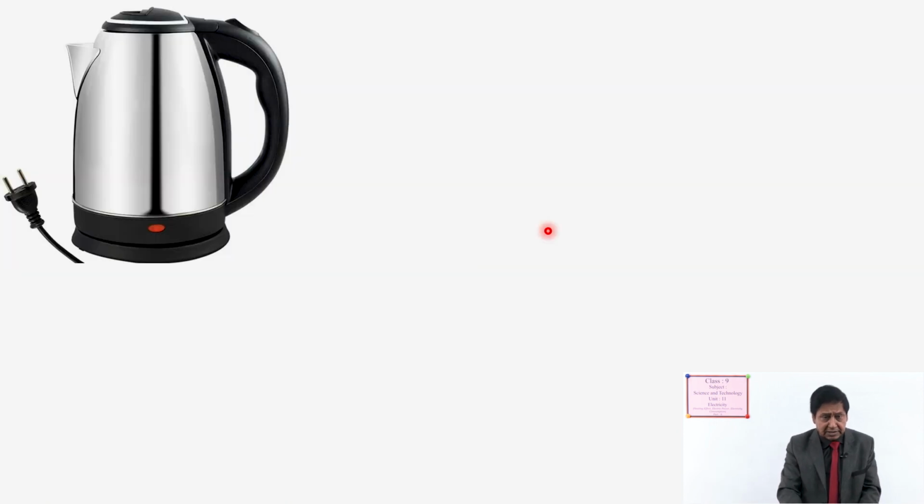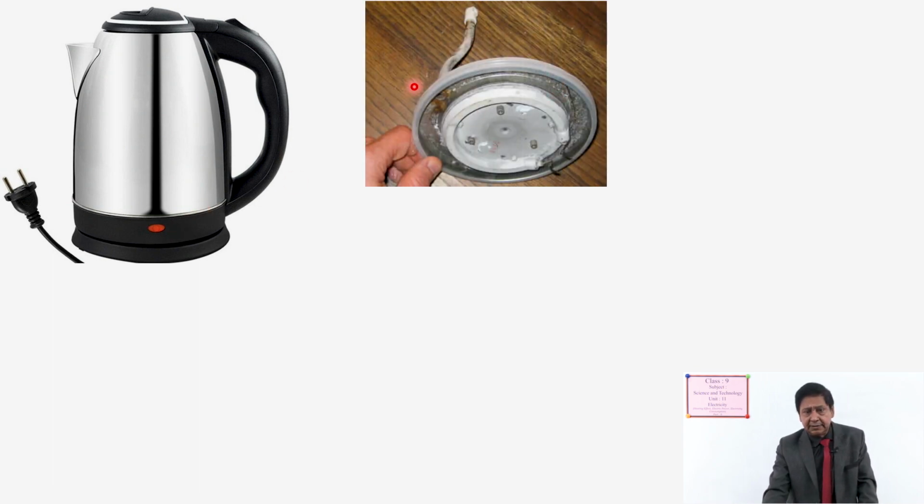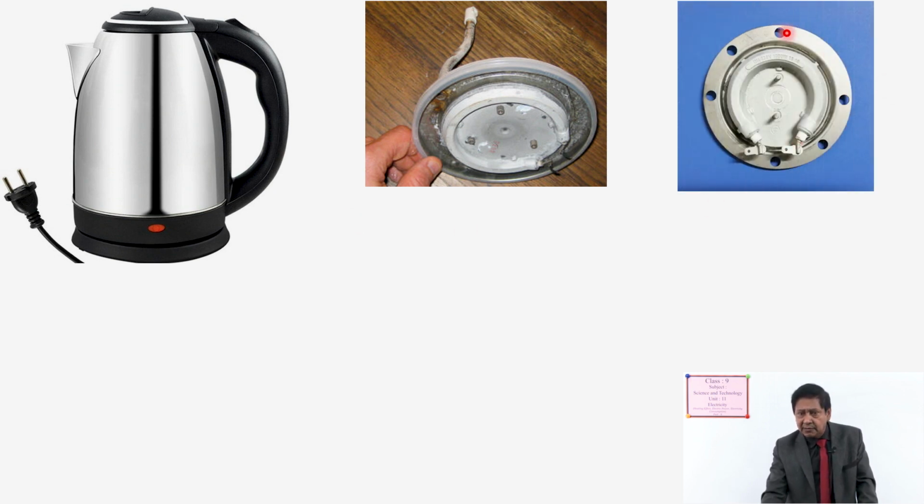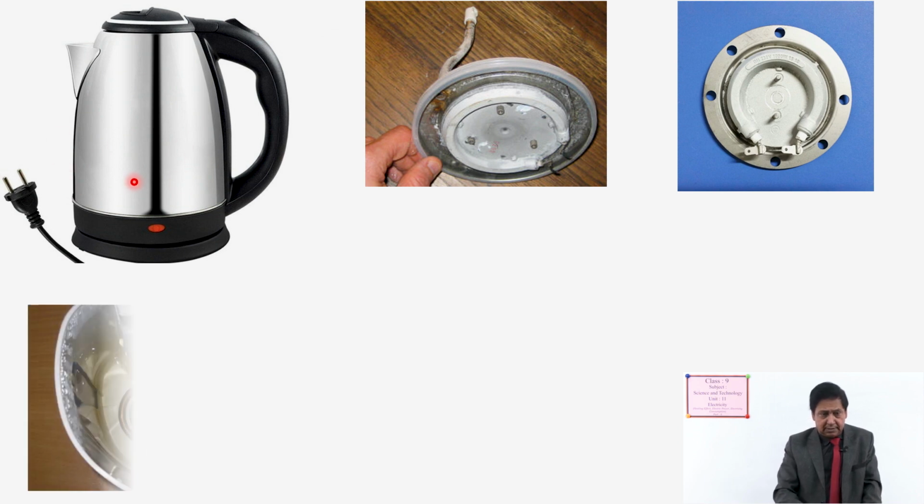But there are some other heating instruments where we cannot see nichrome wire. Where is it inside this water heater? It is at the base. This is the base plate of this water heater. In this cylindrical part, it is hollow inside. There is nichrome wire inside this hollow space, and whenever current is passed through it, it becomes red hot and the base plate becomes hot, and it heats the water kept in this jug.